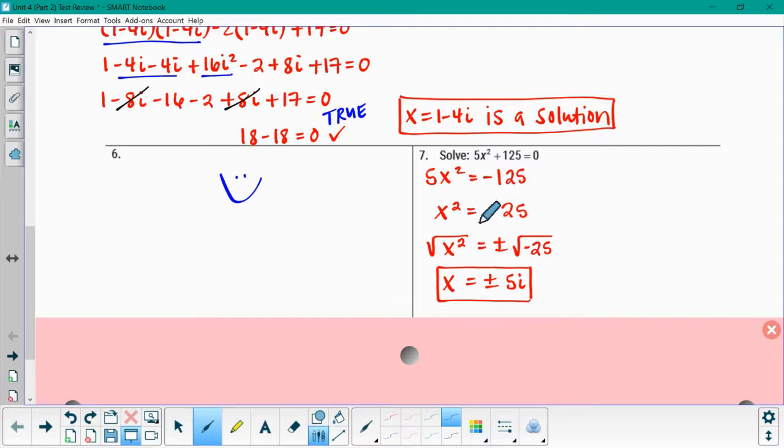And then I took the square root of both sides, making sure that I don't forget plus or minus. Anytime I have the square root of negative 25, I should be thinking of it as the square root of negative 1 times 25, which will happen to simplify as an i and as a 5. My answer should be x equals plus or minus 5i.